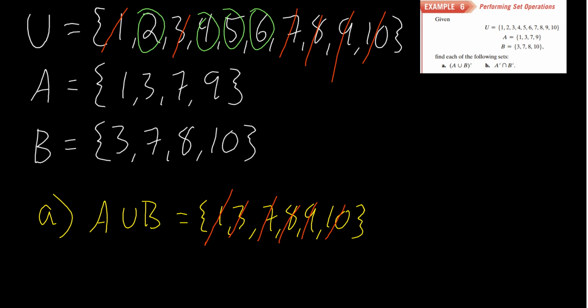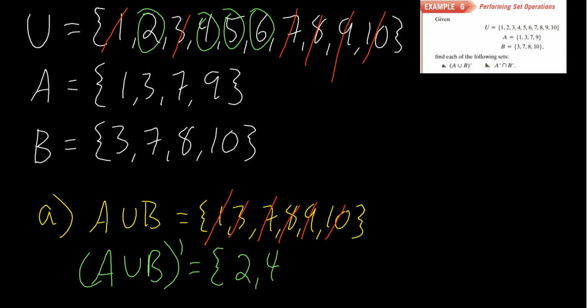So, I guess we'll put it down here. A union with B and the complement of that set. For those watching the Zoom meeting, all these toolbars are in the way, but if you watch this on YouTube, the toolbars will not be in the way. But 2, 4, 5, and 6 are the complement of A union B.